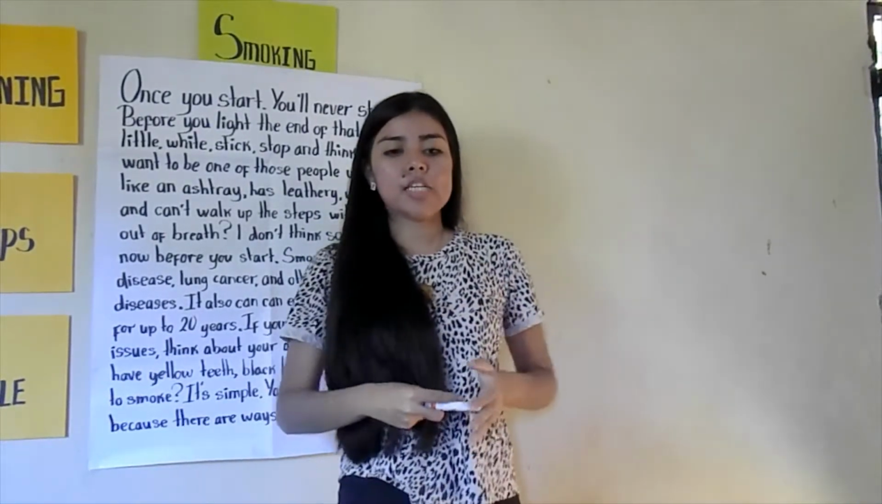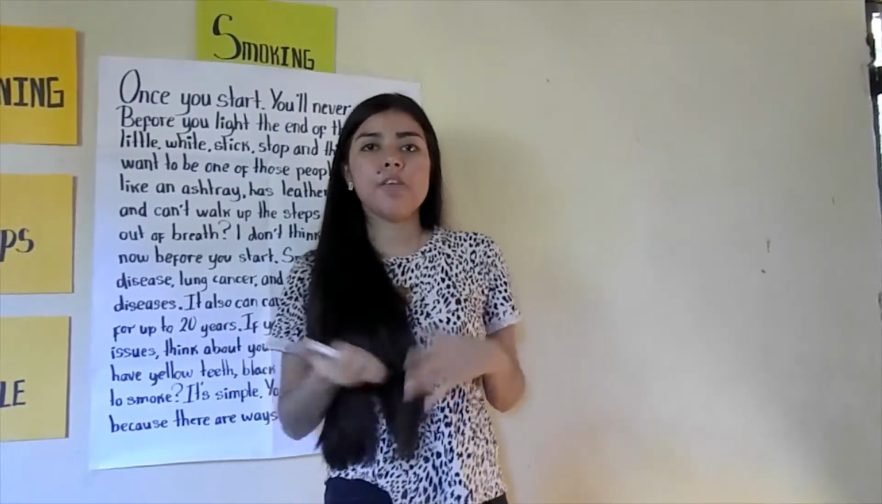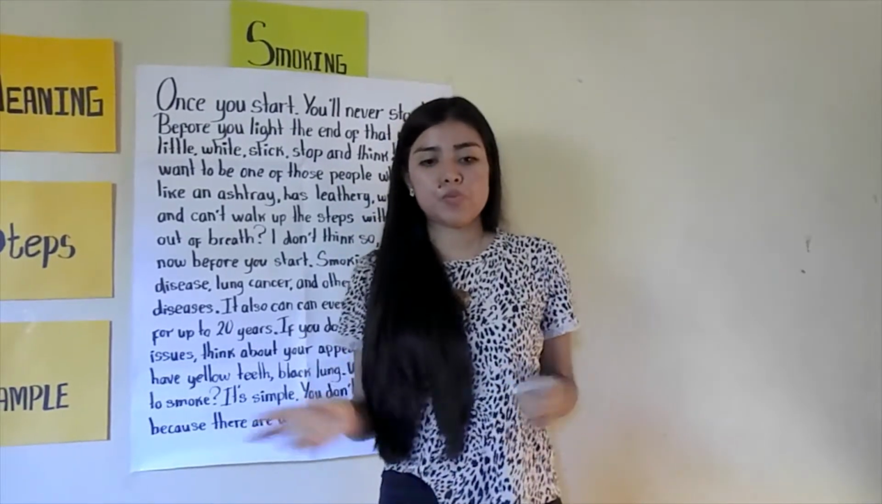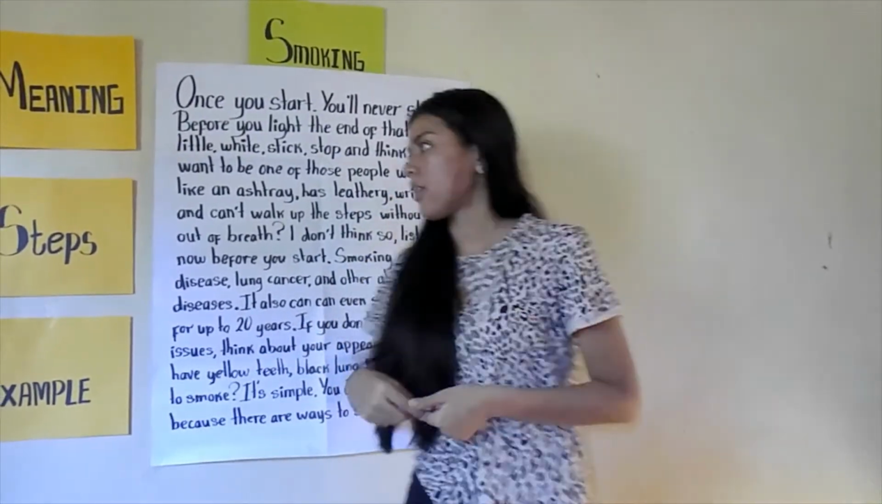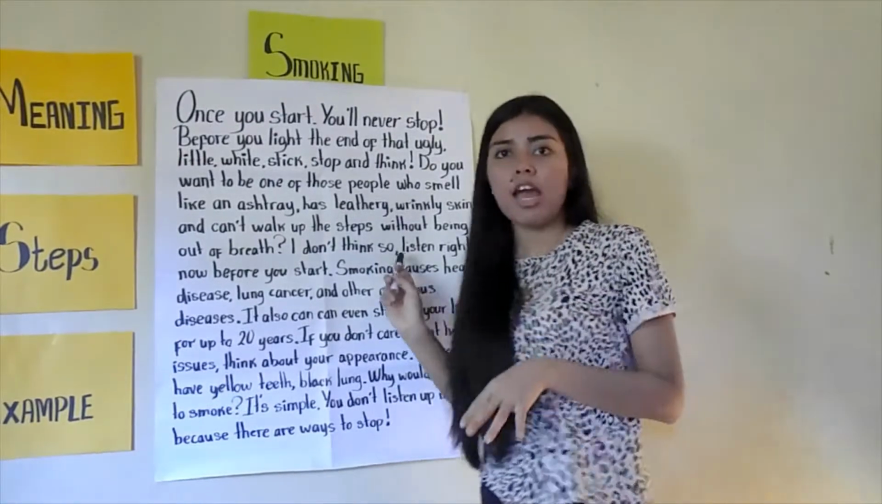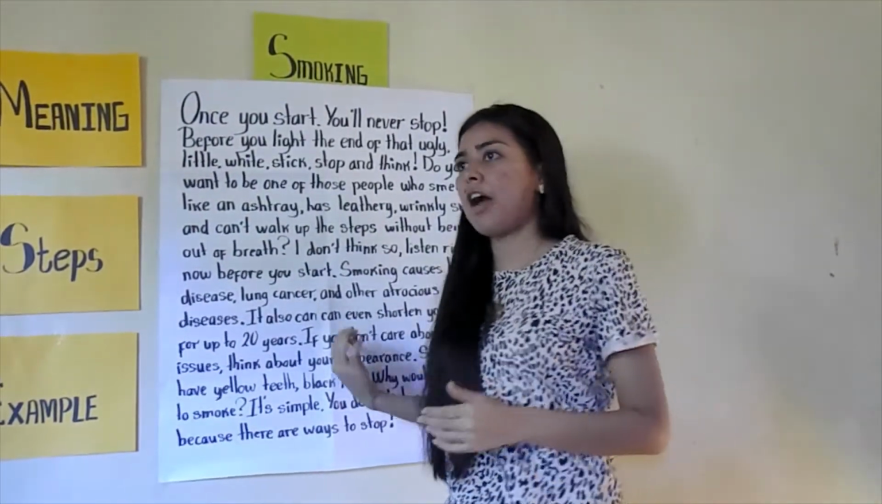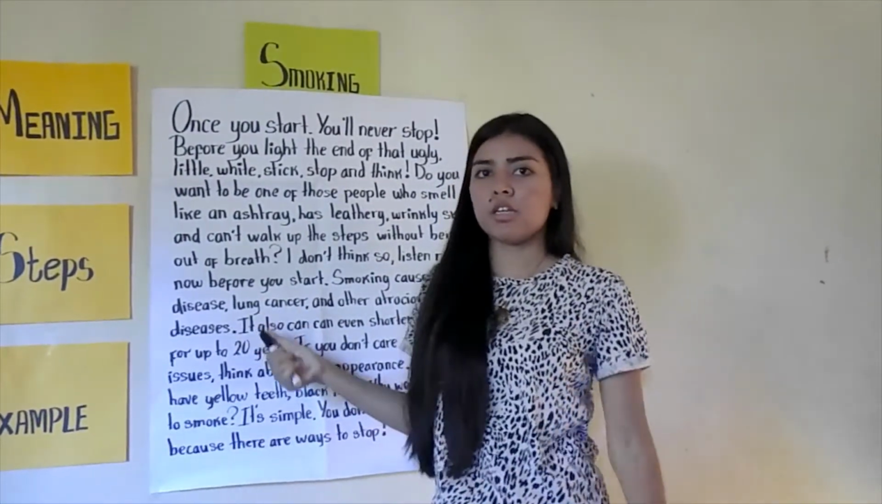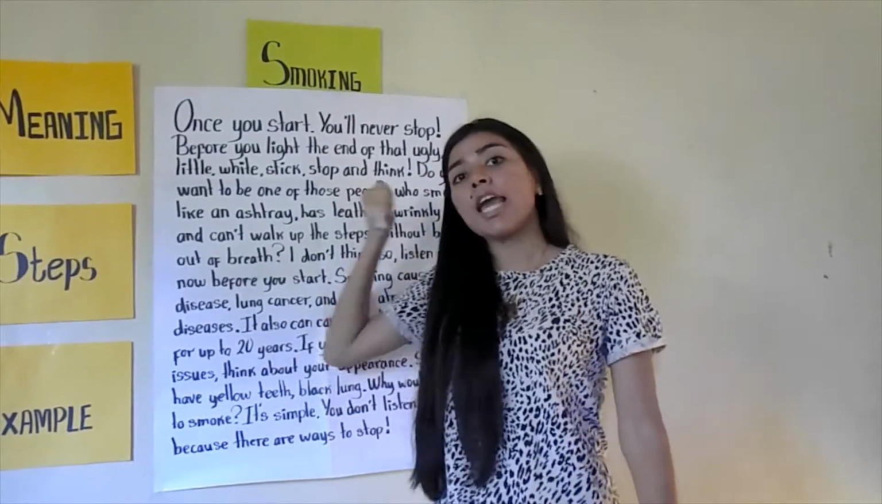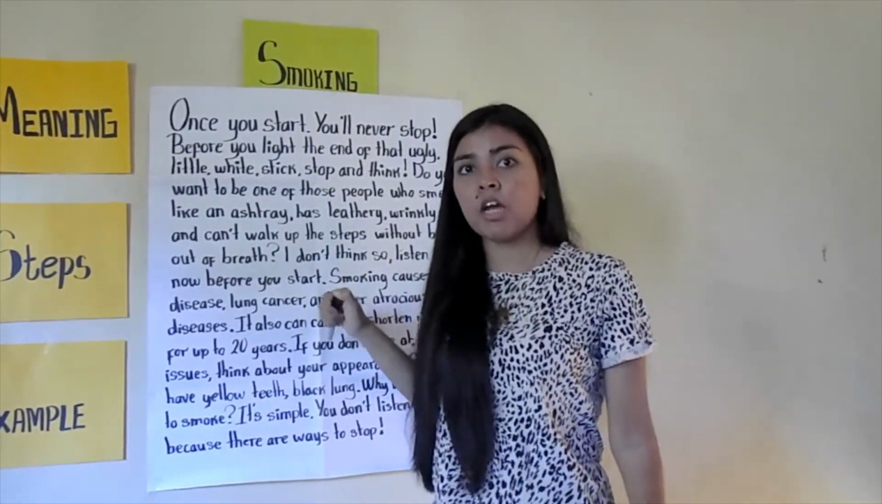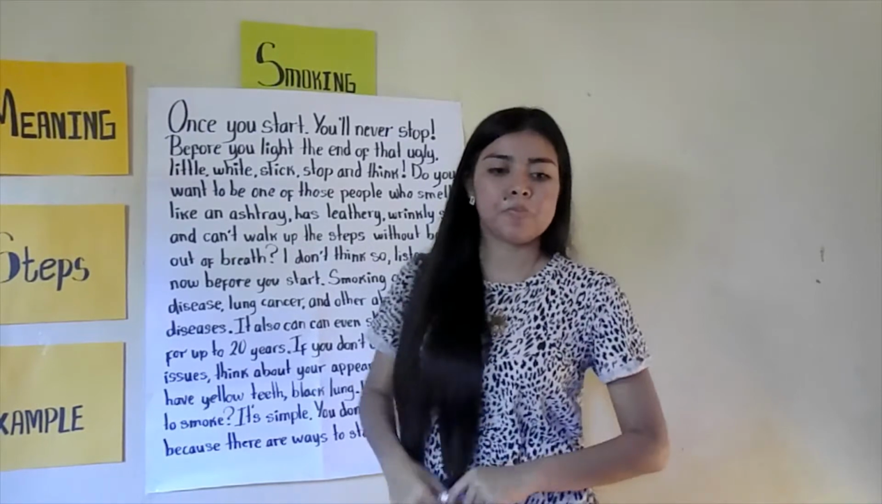The next one is show that you understand the different sides of your argument. In this case, I only have disadvantages. I don't have advantages about smoking. No, it's correct. I have disadvantages because smoking is bad.